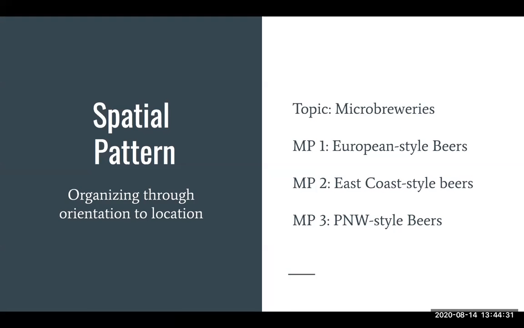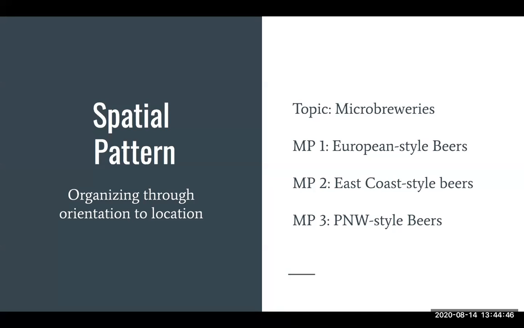And so the next organizational pattern we have is called spatial. If chronological is organizing based on time, spatial is organizing based on space or location. So let's take a look at our example on the right.